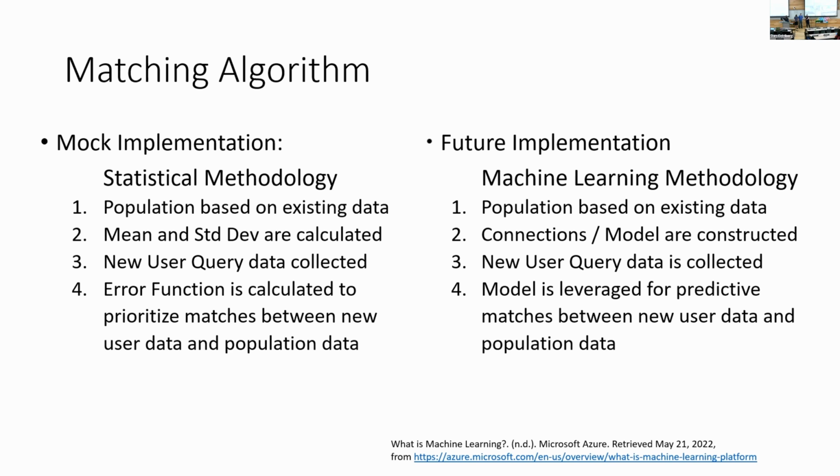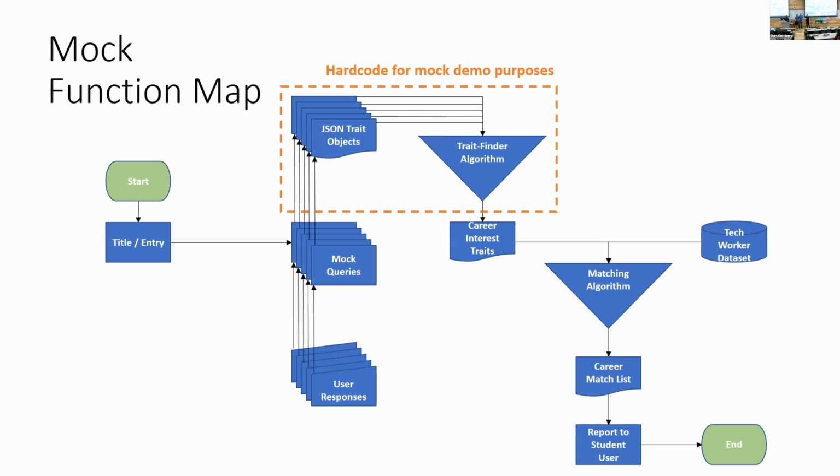In a machine learning implementation, you would use the model that you had trained. It would be able to predict, possibly more accurately than what I have come up with, how much of a fit for a certain job you are. All right, I'll pass it to Nathan.